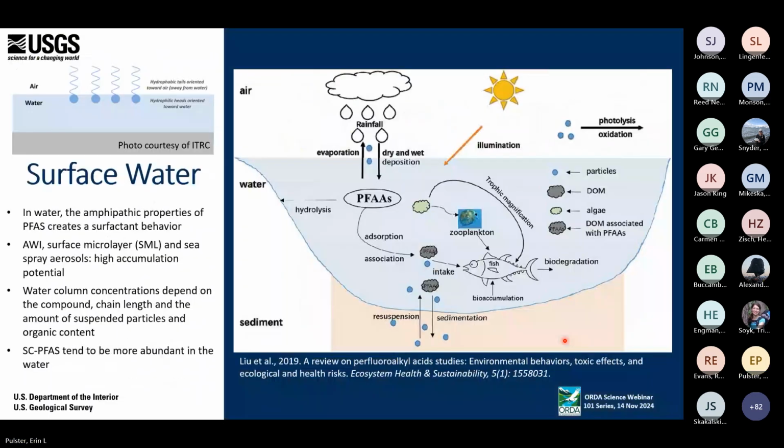Diagrams. Expected orientation and accumulation of PFAS at air-water interface, ITRC, and the environmental behavior of PFAS in aquatic ecosystem, Liu et al., 2019. In terms of surface water, PFAS and their physiochemical properties also indicate where they're going to partition within the water column. Again, I mentioned there's both the hydrophobic and hydrophilic parts of the PFAS, so they're going to orient themselves between the air and the water.